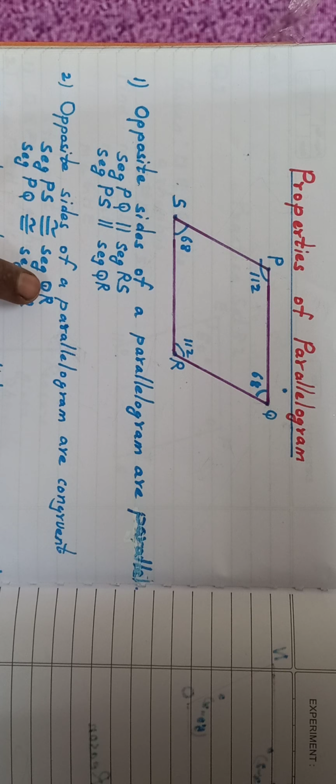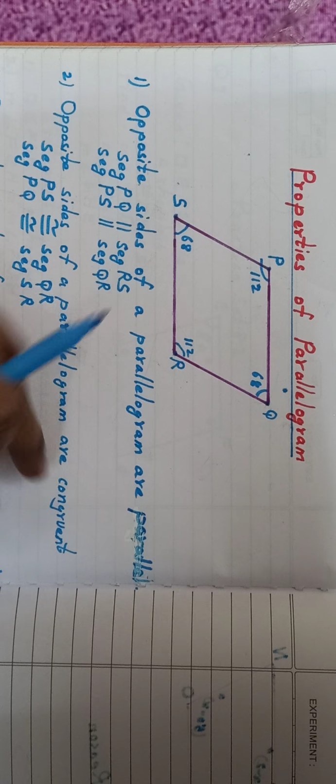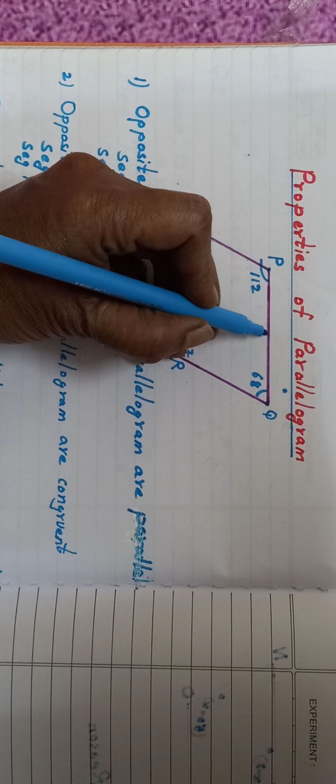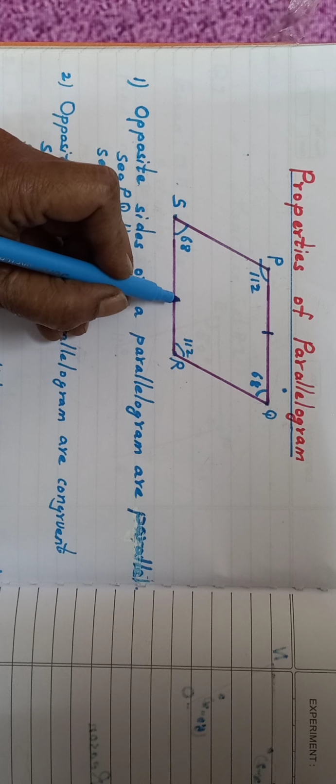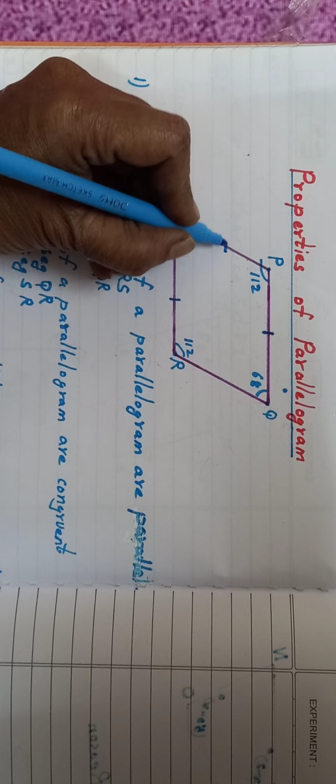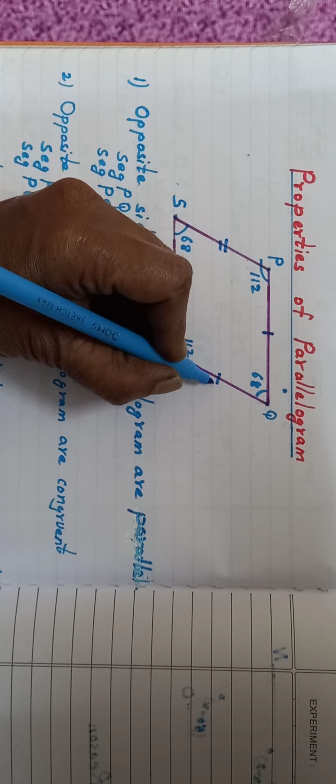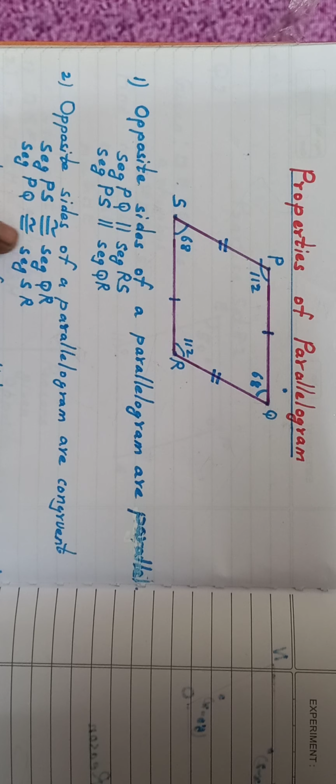Second is opposite sides of a parallelogram are congruent. So length of PQ will be congruent to length of SR and length of PS will be congruent to length of QR. This is the symbol for congruency. PS is congruent to QR and segment PQ is congruent to segment SR.